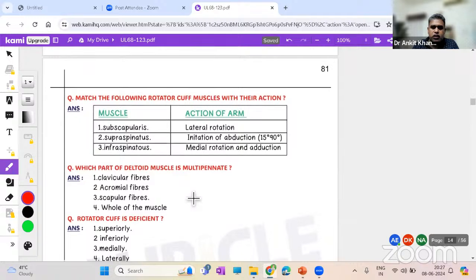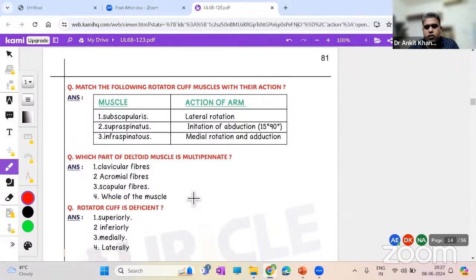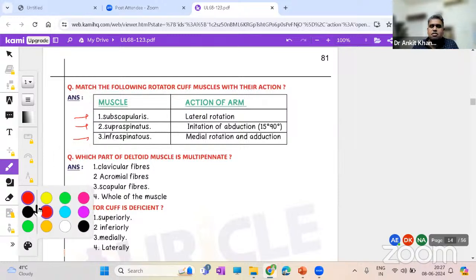Then match the following rotator cuff muscles with their action. There are 3 muscles written over here: subscapularis, supraspinatus, and infraspinatus. Subscapularis, we know that it inserts anteriorly into the lesser tubercle, so it will do medial rotation. Here we can see one is going with option number C over here. Supraspinatus, we know it is for the beginning of abduction, so it is initiation of abduction.